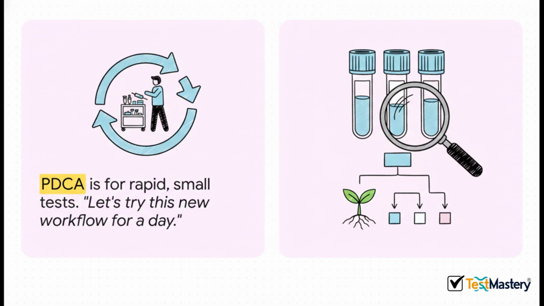Here's the key difference to remember. PDCA, Plan, Do, Check, Act, is for rapid, small tests. It's for when you're asking, hey, let's just try this for a day and see what happens. Six Sigma, on the other hand, is a much more intense, data-driven process. You use that when you have a persistent, serious problem and you need to find the absolute root cause.